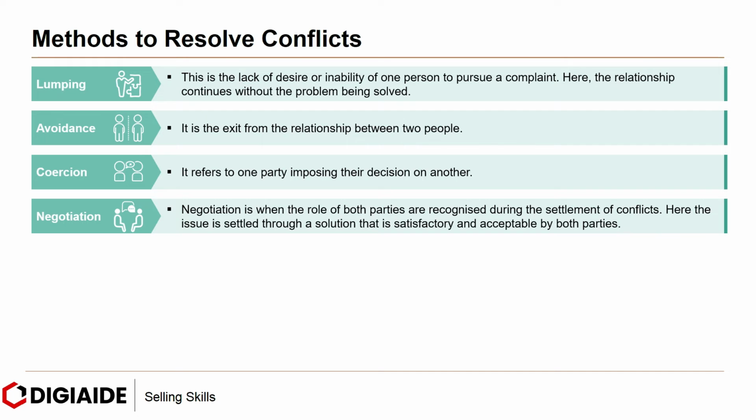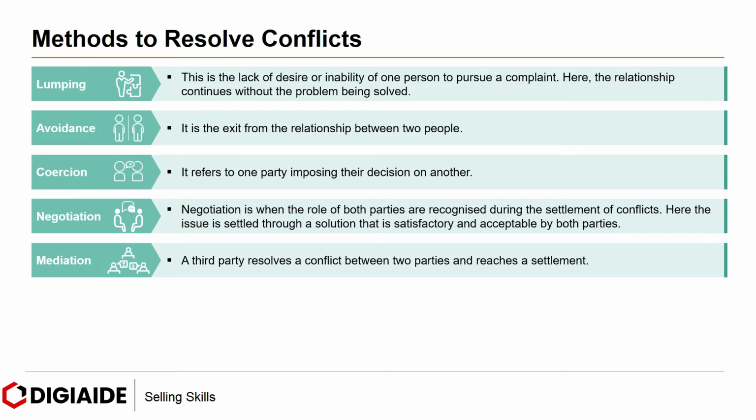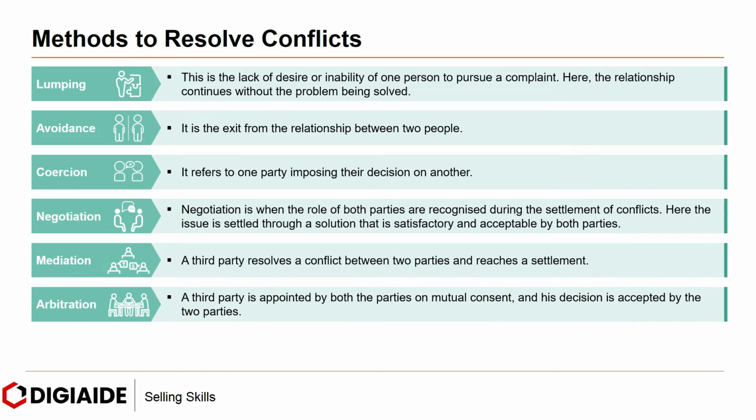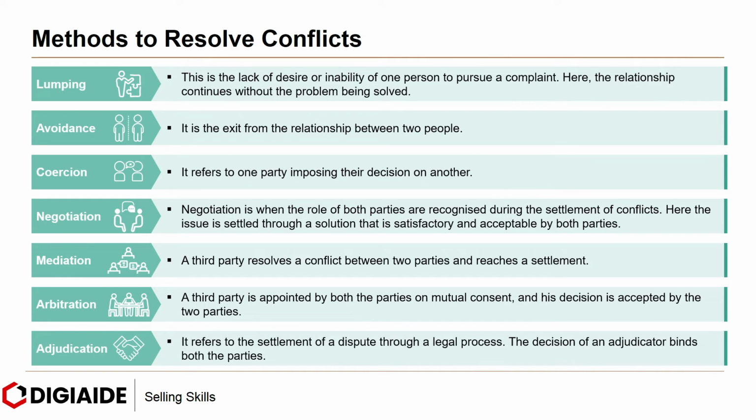Fourth, negotiation. Negotiation is when the role of both the parties are recognized during the settlement of conflicts. Here the issues settle through a solution that is satisfactory and acceptable by both parties. Fifth, mediation. A third party resolves a conflict between two parties and reaches a settlement. Sixth, arbitration. A third party is appointed by both the parties on mutual consent, and his decision is accepted by both the parties. And finally, adjudication.